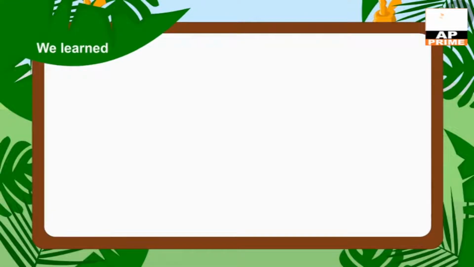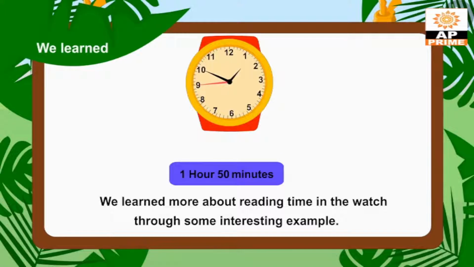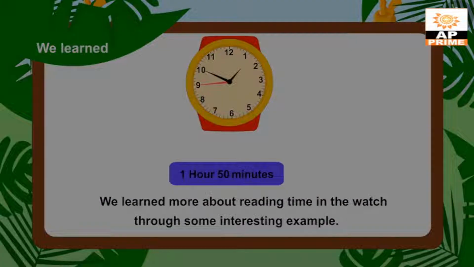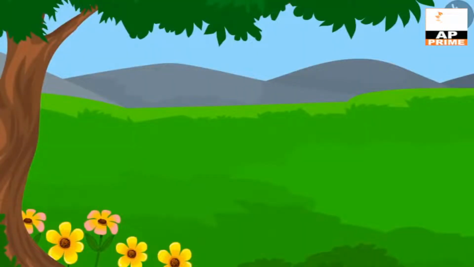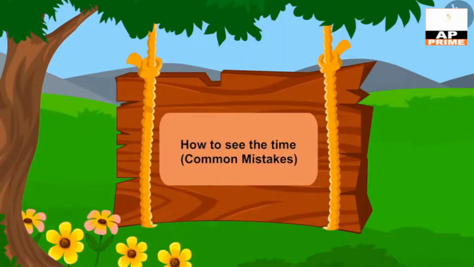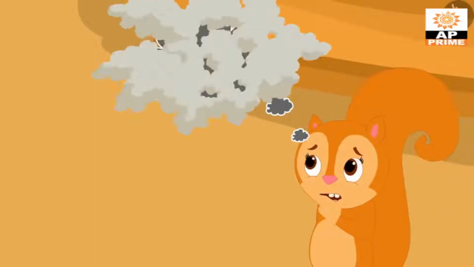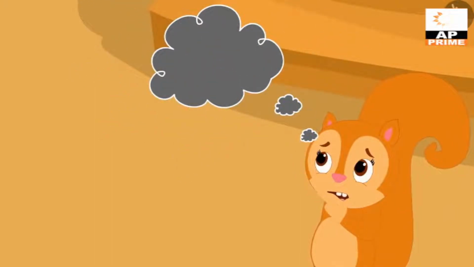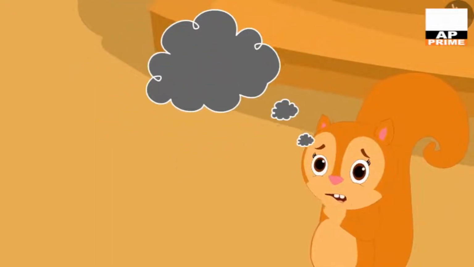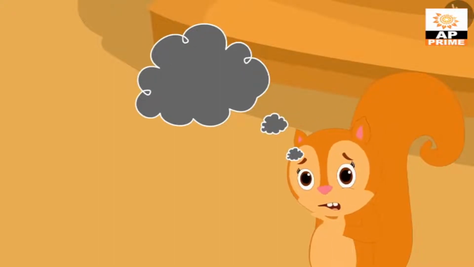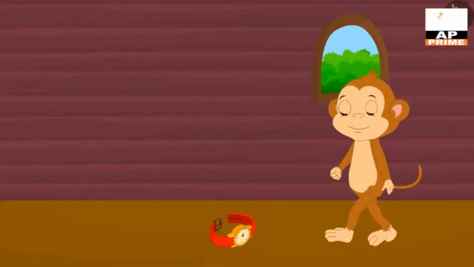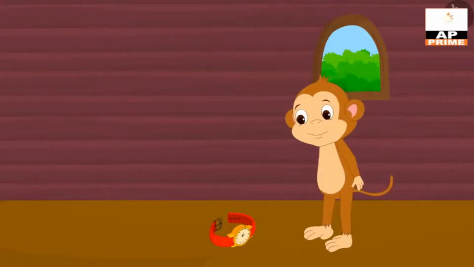Hello children! In the last video, we learnt more about reading time in the watch by some interesting examples. In this video, we will see some common mistakes related to it. Chanda's magic watch disappeared. But where did the watch finally go? What's this? Babban found the magic watch?